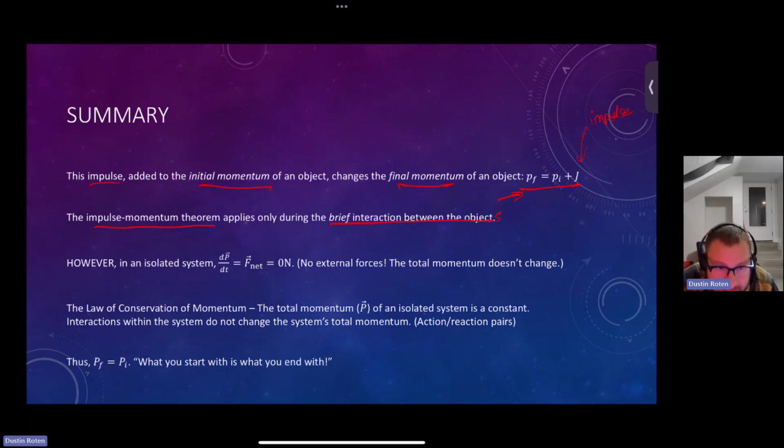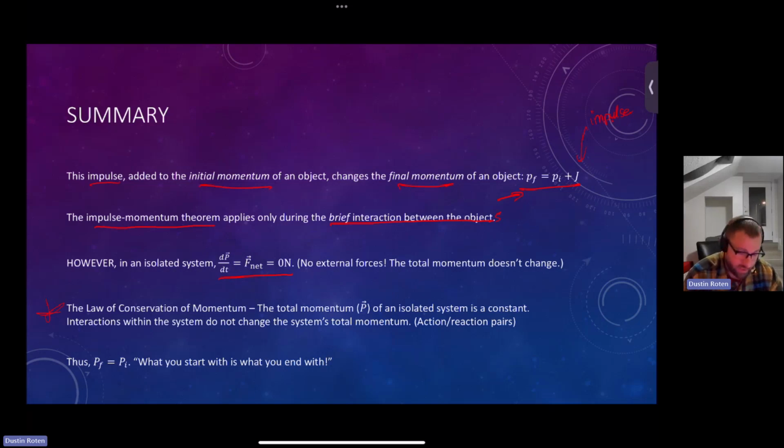However, in an isolated system, our change in momentum is actually 0. Okay, so the whole impulse idea might not necessarily be an isolated system because you are getting a change over time in your momentum. But if you can define your system such that it is isolated, there is actually no net change in your momentum. And this is, of course, the law of conservation of momentum.